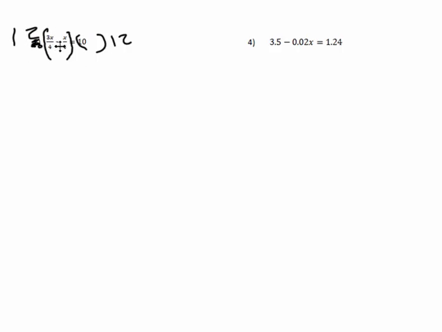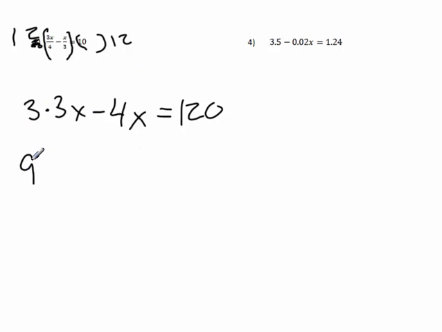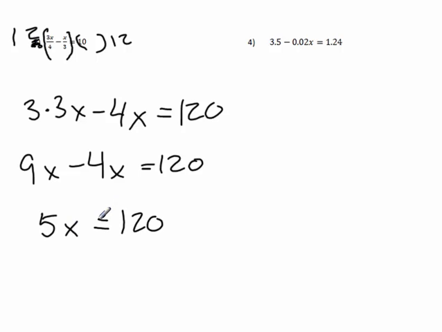Now 12 times 3x over 4 is nice because the 12 and the 4 reduce, and I'm left with 3 times 3x. And the 12 and the 3 reduce, so I'm left with negative 4x. And 12 times 10 we know to be 120. And now I need to perform multiplication. So 3 times 3 gives me 9x, and minus 4x equals 120. And 9 minus 4 leaves me with 5 x's on the left-hand side and 120 on the right-hand side.